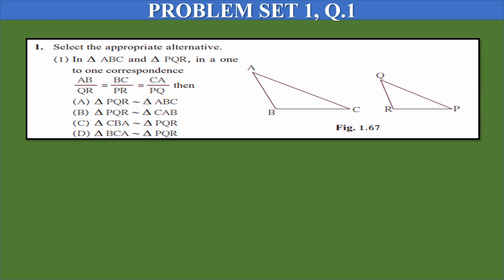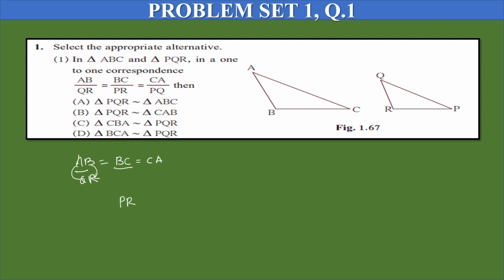So here in the question it is given AB. First I am writing only the numerator: AB is equal to BC is equal to CA. Below it was given QR, so I can write here Q and R. For instance, I can just correspond that A corresponds to Q and B corresponds to R. Next it is written as PR.